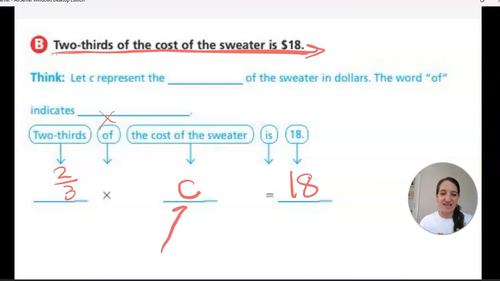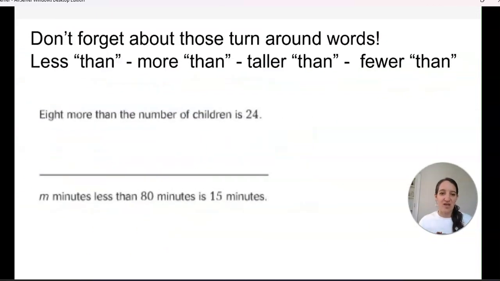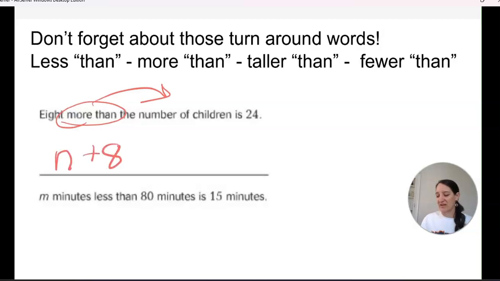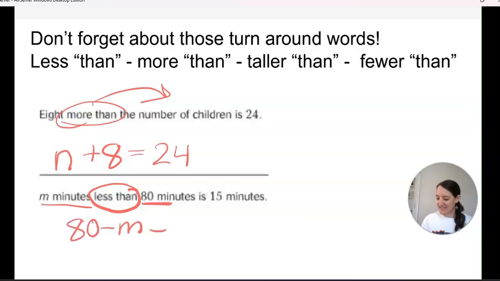Algebraic equation even, because it will have some variables. Don't forget about those turnaround words. Most times when you see less than, more than, taller than, fewer than, that is your key word that it can be turned around. So 8 more than the number of children is 24. M minutes less than 80 is 15 minutes. So let's do 80 first, and then M minutes less than that.